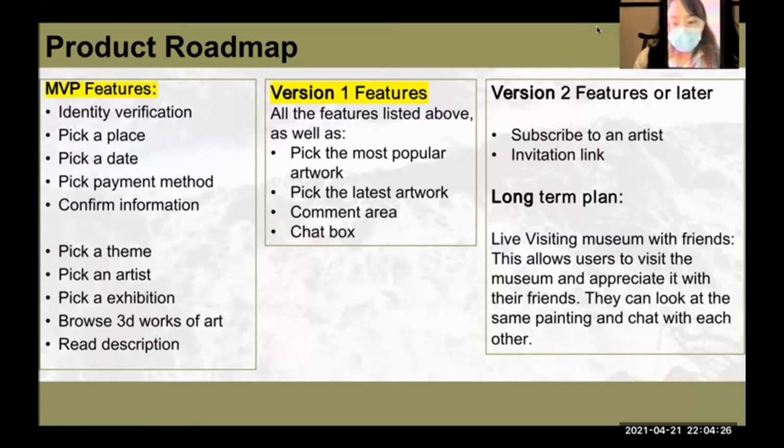The second part is the product roadmap. The minimum product features include the following functions. For the version 1 features, we add picking the most popular artwork and picking the latest artwork, the comment area, and the checkbox. For version 2, we add the function to subscribe to an artistic invitation link.